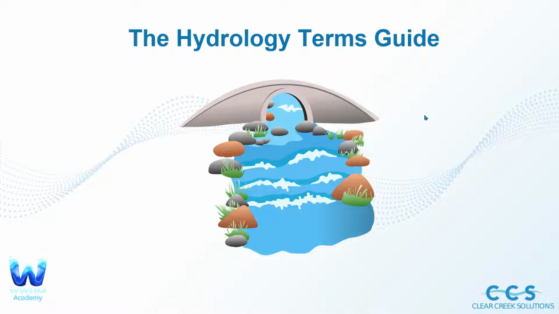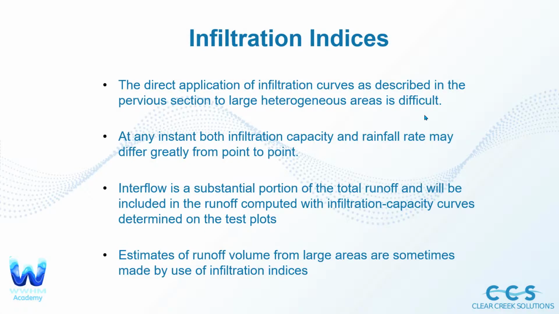Anyways, let's launch into today's topic. Let's talk about infiltration indices. So the direct application of infiltration curves, as described in the previous lesson, to large heterogeneous areas is actually quite difficult. At any instant, both infiltration capacity and rainfall rate may differ greatly from point to point. So it's actually very difficult to have a linear infiltration curve because the infiltration capacity and the rainfall that we're having on a site may fluctuate, and that will change the dynamic of that curve.